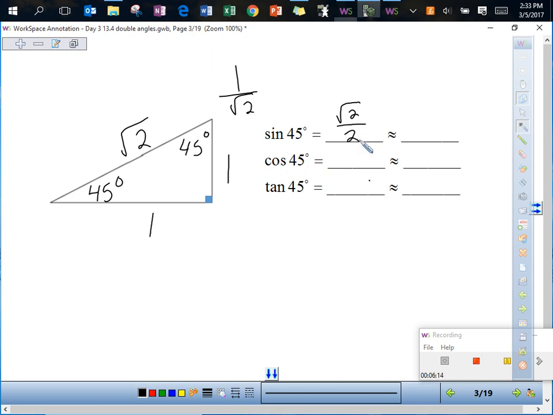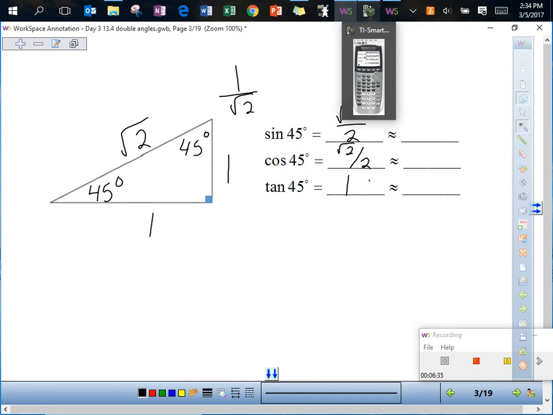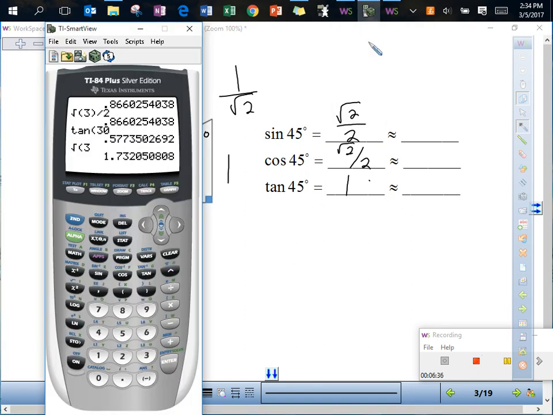The cosine is the adjacent over the hypotenuse. Another 1 over the square root of 2, so square root of 2 over 2. And tangent of 45, the opposite over the adjacent, is 1. Okay, now I'm going to come back to my calculator real fast. Here comes our last decimal I'd like for you to get used to. If square root of 2 over 2 shows up, I'd like for you to get used to that being 0.707.